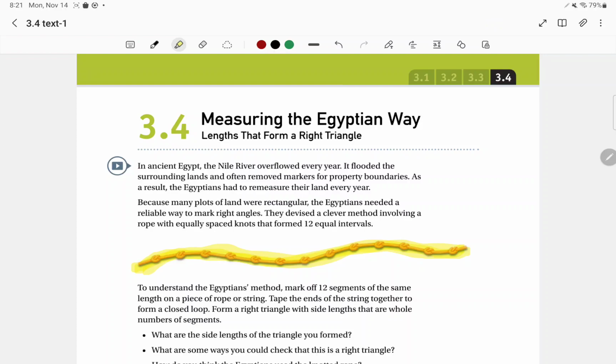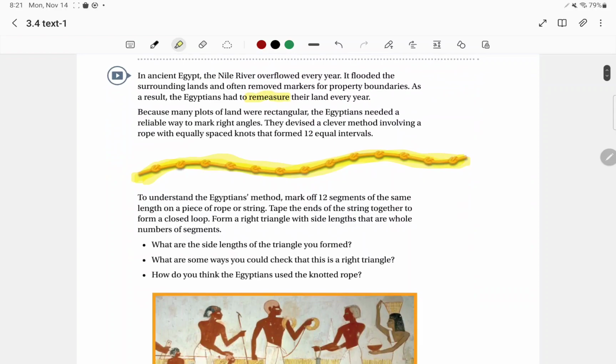So our story for today comes from ancient Egypt, and every year the Nile overflowed. It flooded surrounding lands and often removed markers for property boundaries. As a result, the Egyptians had to remeasure the land every single year. The plots were rectangular, so they devised a clever method involving rope with equally spaced knots that formed 12 intervals to help them create a perfect right triangle.